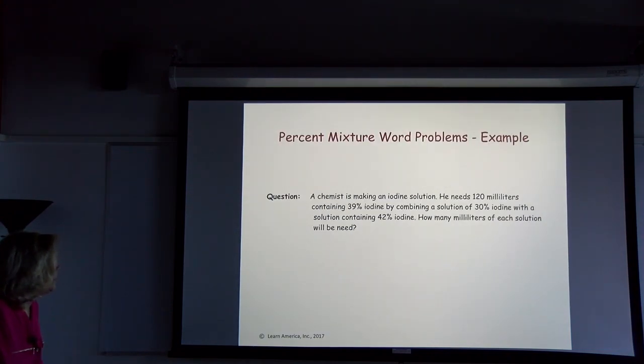Okay? Here's another one. A chemist is making an iodine solution. He needs 120 milliliters containing 39% iodine, by combining a solution of 30% iodine with a solution containing 42% iodine. You want to make sure that the 39% that they require is between the 2 things that you're mixing. How many milliliters of each solution will be needed?